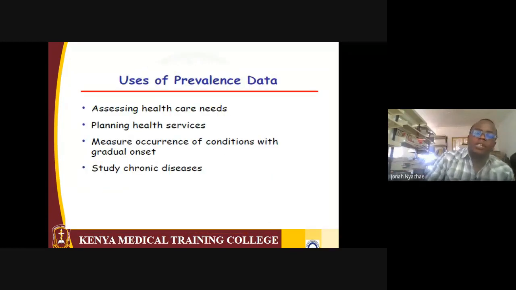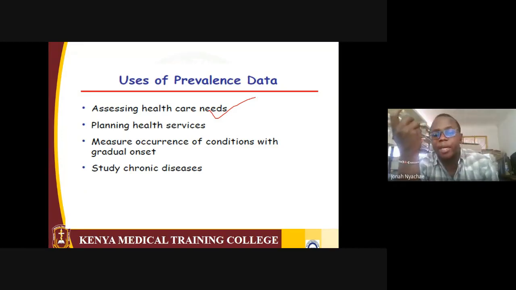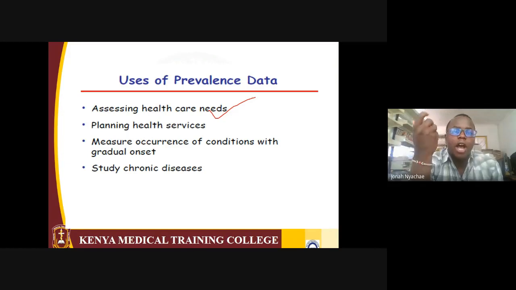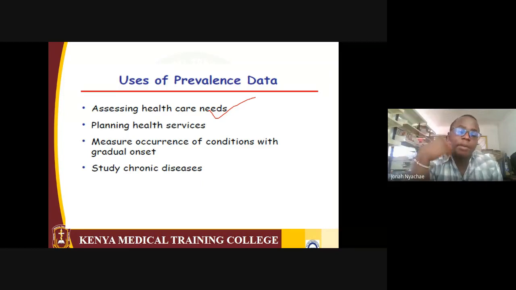So what are the uses of prevalence data? They can be used for assessing healthcare needs, because when you want to look at a particular disease, maybe let's say you want to start a program in a community. So it is important for you to know the prevalence, so that when you put that activity within that area, let's say you want to start family planning, you ought to know what is the number of women who will require family planning services, so that you can be able to get profit.